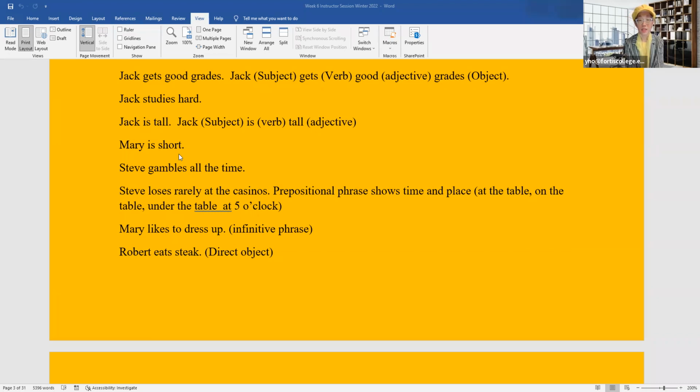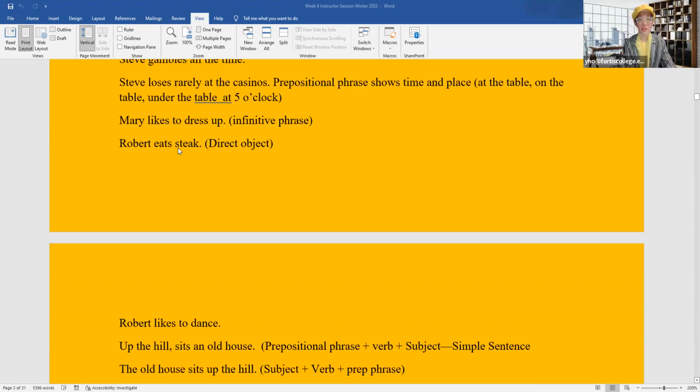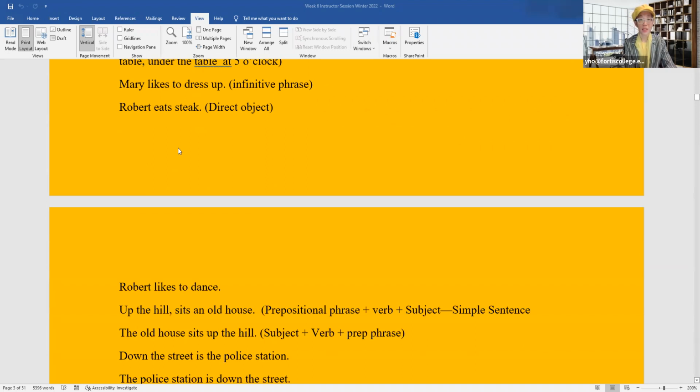Mary likes to dress up. So if you have subject, Mary, likes, verb, to dress up is an infinitive phrase. So that's subject, verb, object. Robert eats steak. So Robert is the subject, eats is the verb, steak is the object. So that's subject, verb, object.